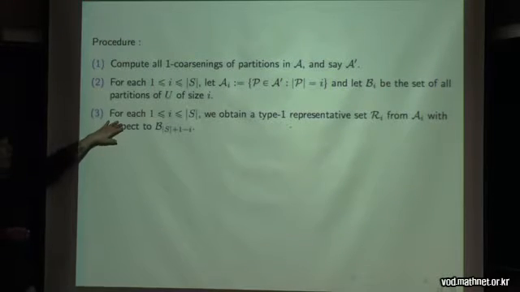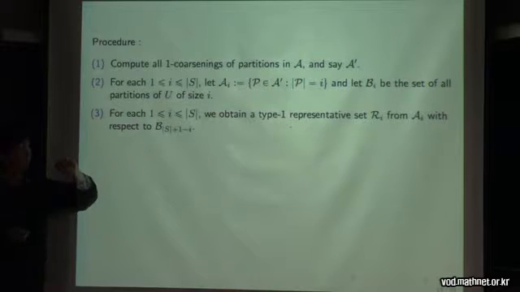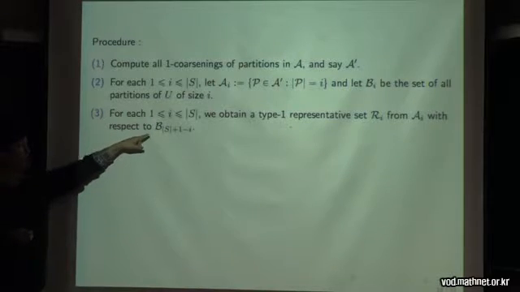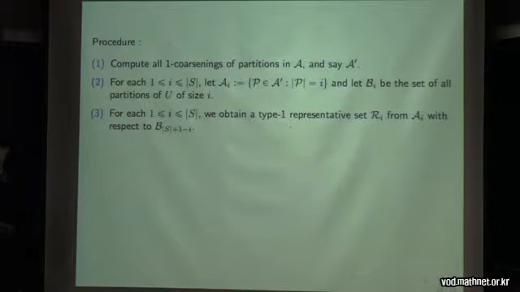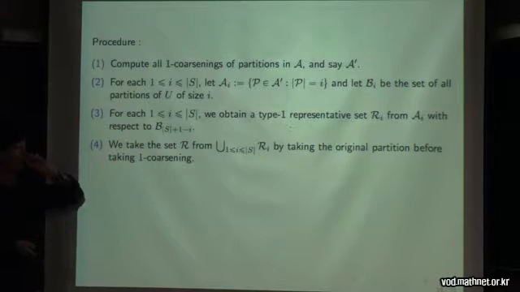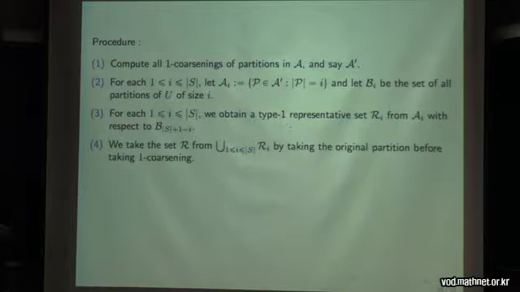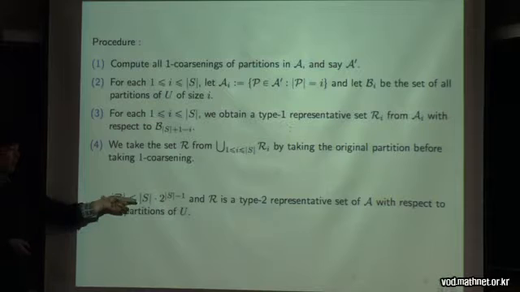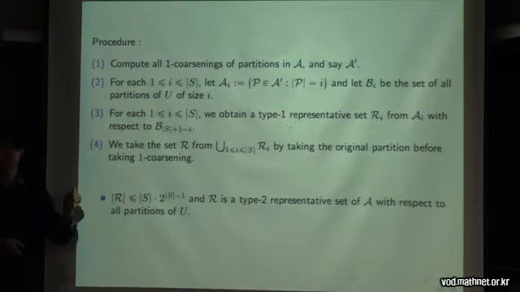And then I obtain a type 1 representative set R_i from A_i with respect to this size. So what I want is that i plus this is S plus 1, so that the sum of these two makes an acyclic hypergraph. And then we take a union of all of these, and this gives a representative set for type 2 representative. So the size blows up by a factor of S, but R is a type 2 representative set.